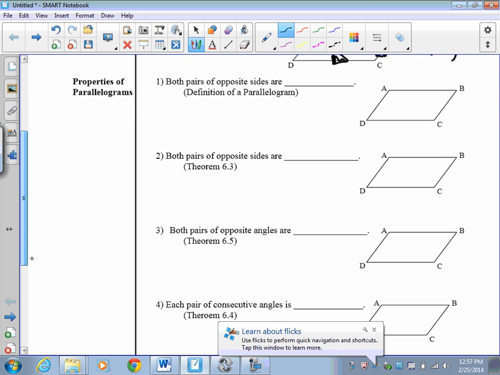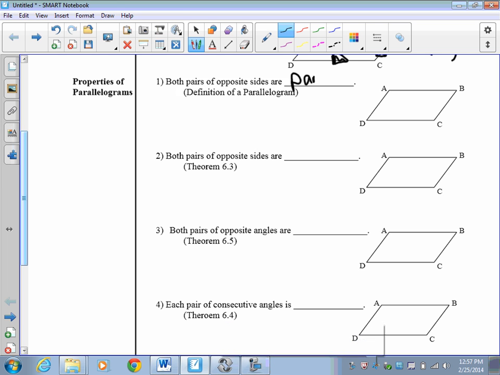So here are some properties of parallelograms. So we can use the definition. We can say both pairs of opposite sides are parallel. So again, it's just the same thing we did before. We label them with these colored in triangles to show that they're parallel. Both pairs of opposite sides are congruent. So hopefully you all remember that the one tick mark means that AB and DC are congruent, and the two tick marks mean that AD and BC are congruent.